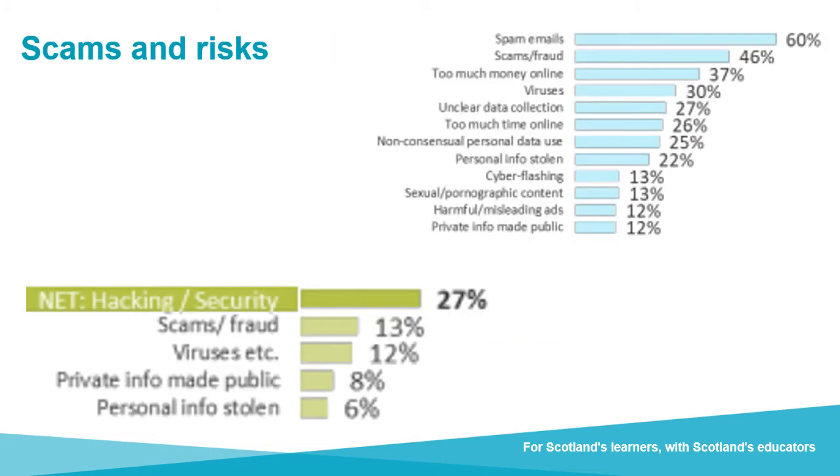There again, you can see what children and young people are worried about, what they think the threats to them online are, and you can see again scams and fraud, viruses are some of the biggest, hacking and security is the biggest, and it again dwarfs private information being made public or personal information being stolen. Those aren't the biggest concerns for children and young people, so there is a concern about hacking and security, and within that, what are the particular bits within there?